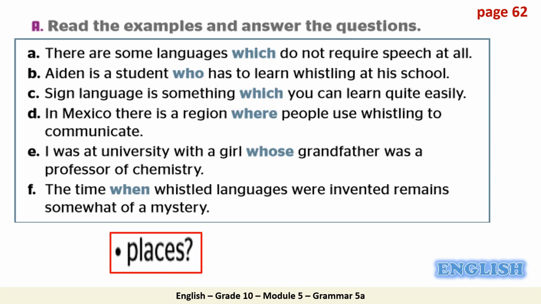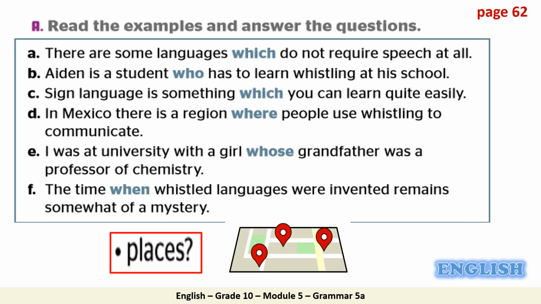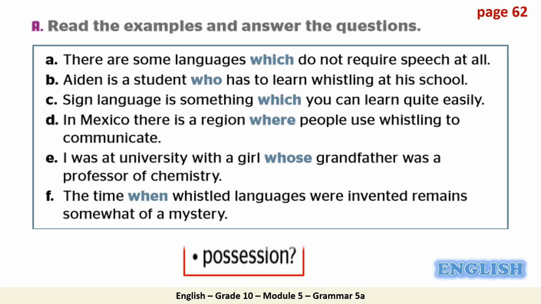What about places? Pause and think. We can say where. Now it refers to region. What is the meaning of region? It means an area. How about possessions? Pause, read from A to F and decide which. The answer is whose. Excellent. Whose comes between grandfather and girl, two subjects. The grandfather belongs to the girl.